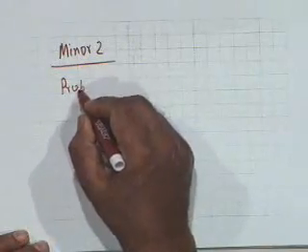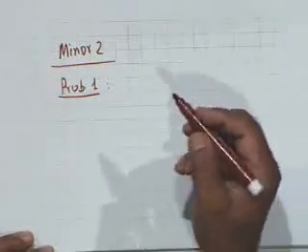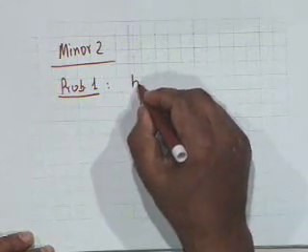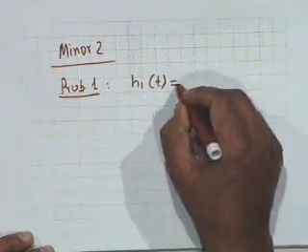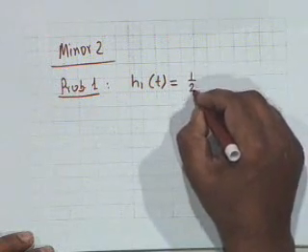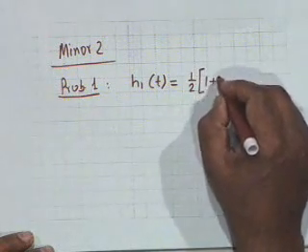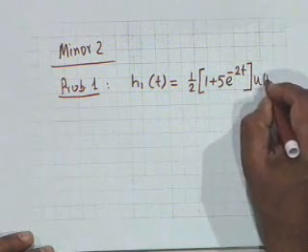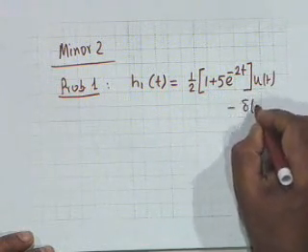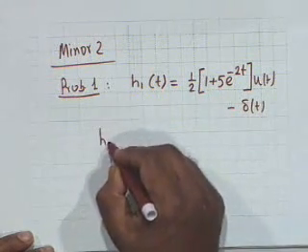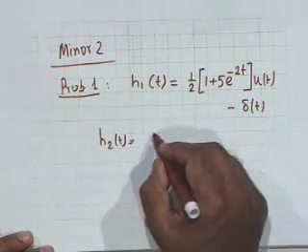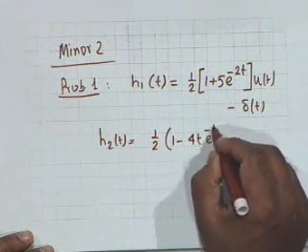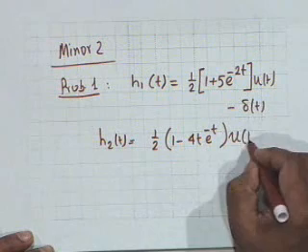Problem 1, let me state the problem. 2 LTI systems are characterized by the following impulse responses. h1(t) is 1/2 (1 + 5e^(-2t)) u(t) - δ(t), and the other is h2(t) = 1/2 (1 - 4t) e^(-t) u(t).